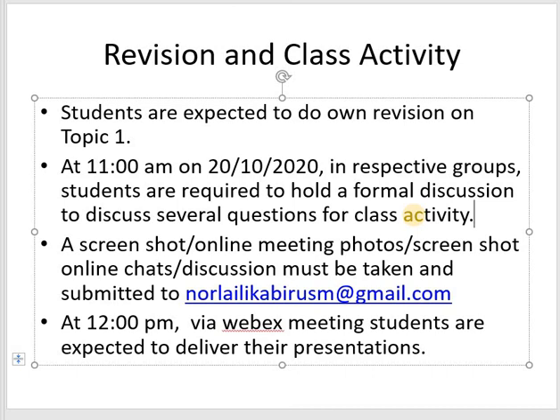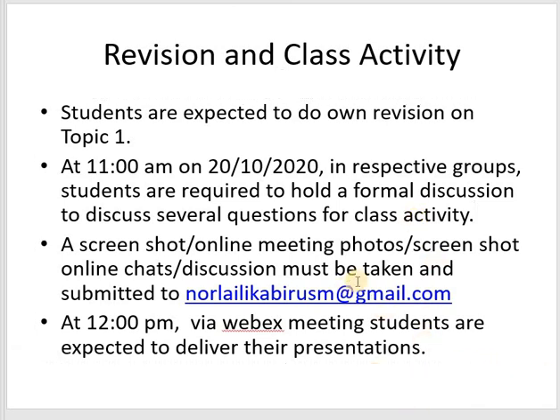So based on your formal discussion, take a screenshot of photos. If you hold the meeting through Zoom, Meeting Place, Google Meet, Webex, you can hold the meeting via WhatsApp, Skype. Choose your own means. For as long as you can take a screenshot or a chat shot, forum shot on your meeting on topic 1, and post that to my email address. This is the official email address for ZCT534. So for any activity submission, you can submit to this email address.